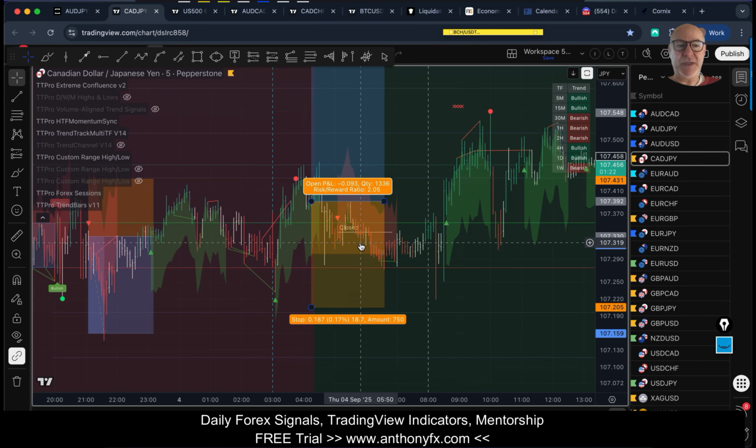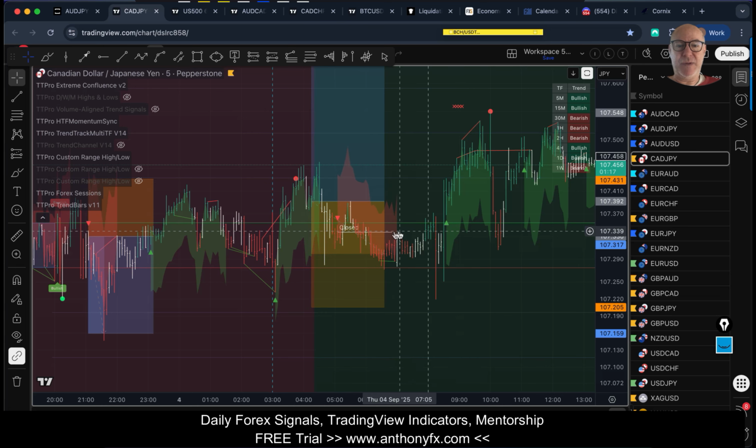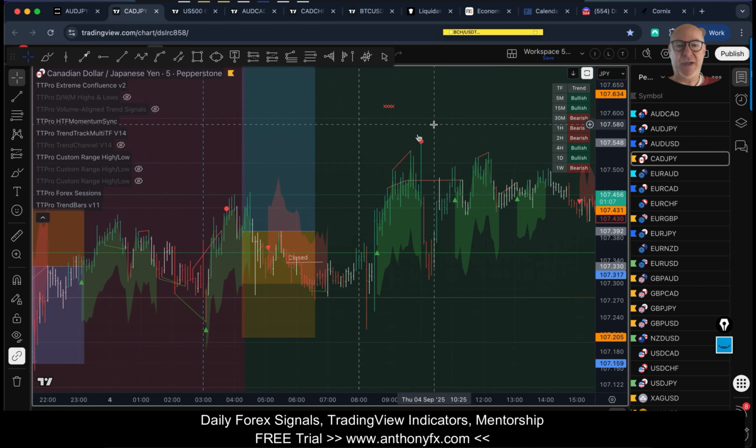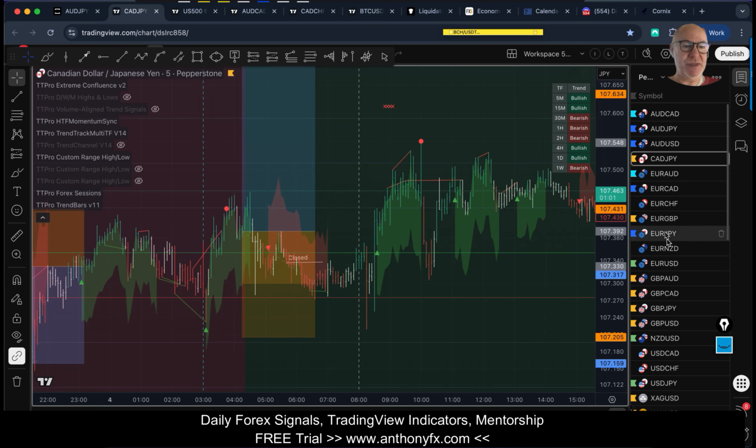I ended up closing a basket of trades as we were approaching the London session here, but that was a nice outcome if you held on to that. I generally like to close before we trade into the New York Open if I'm opening a trade at London. So let's just have a look through now at the trades I took last night.